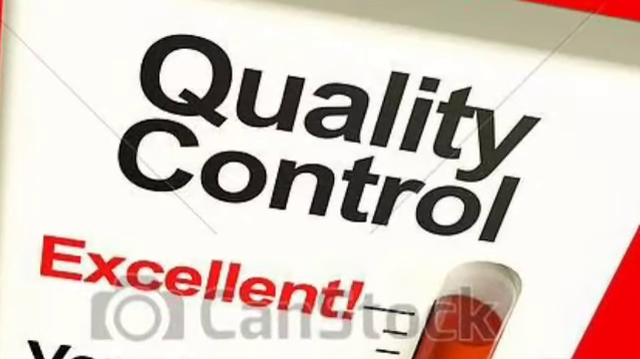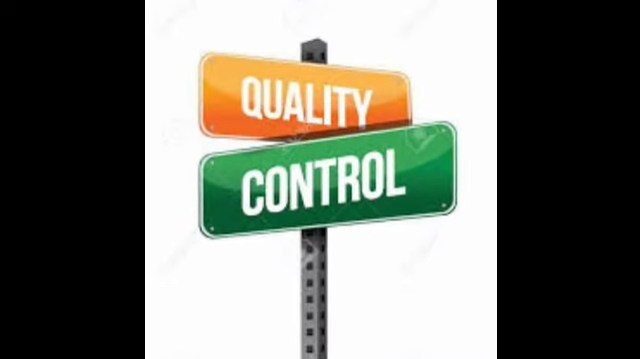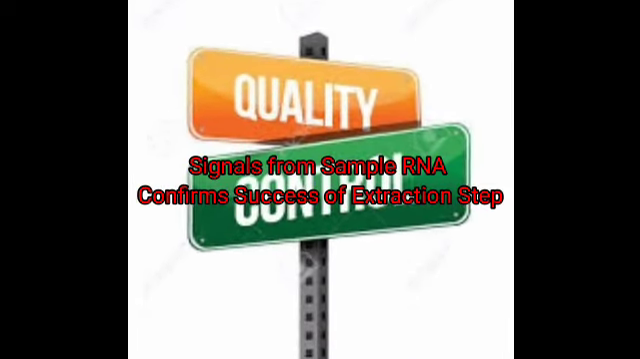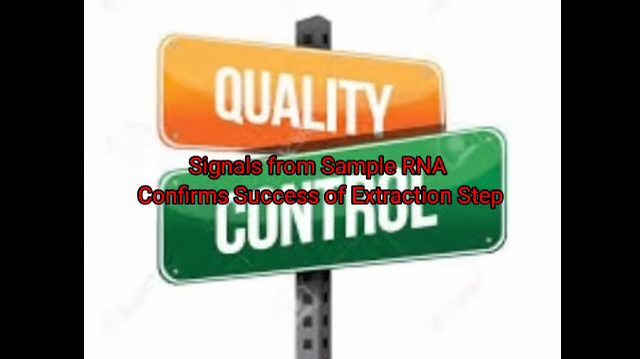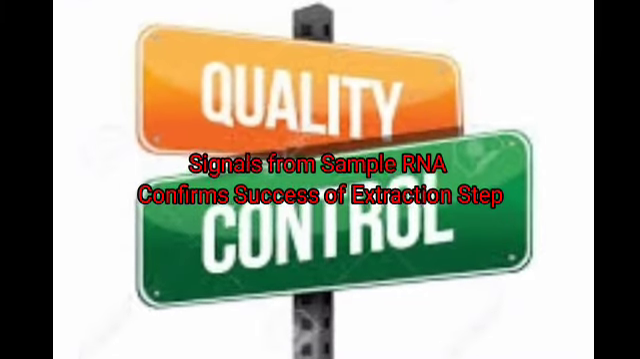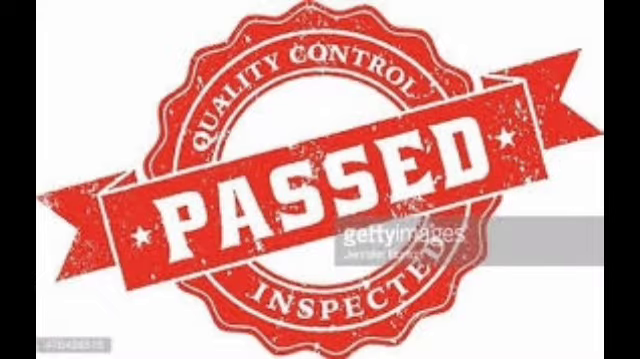Signal derived from the internal control RNA creates minimal interference with the detection of the sample RNA and confirms the success of the extraction step. The RNA extraction control not only serves as an indicator of the effectiveness of the extraction process but can also be used to monitor co-purification of PCR inhibitors.